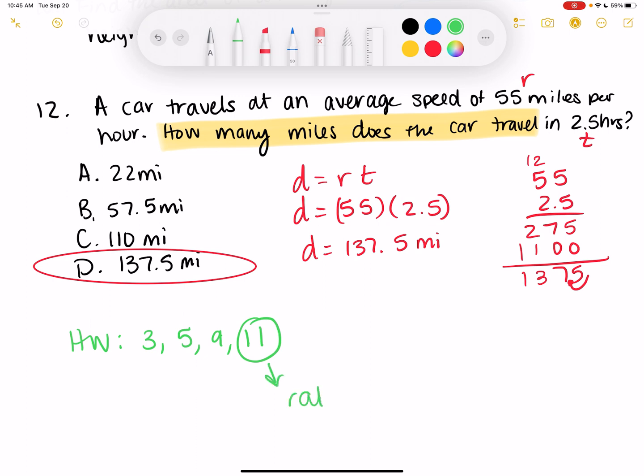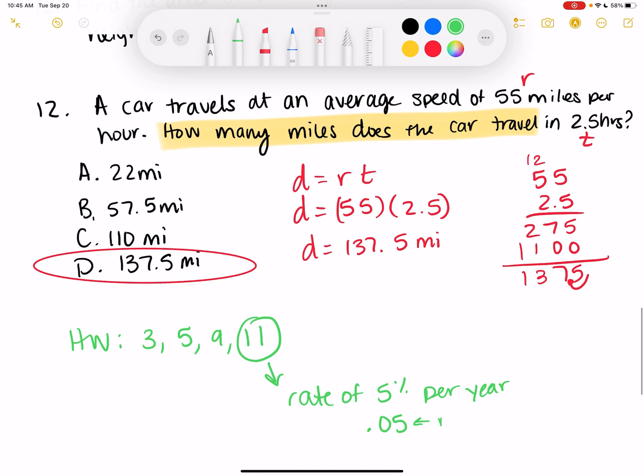It says at a rate of 5% per year. Okay, this is an interest problem. So the number that you've got to use, because your rate has to be a decimal, is we move the decimal place over 2 places to the left. So as a decimal, it's going to be 0.05 when you plug it into the formula. All right, and that's all you have to do.